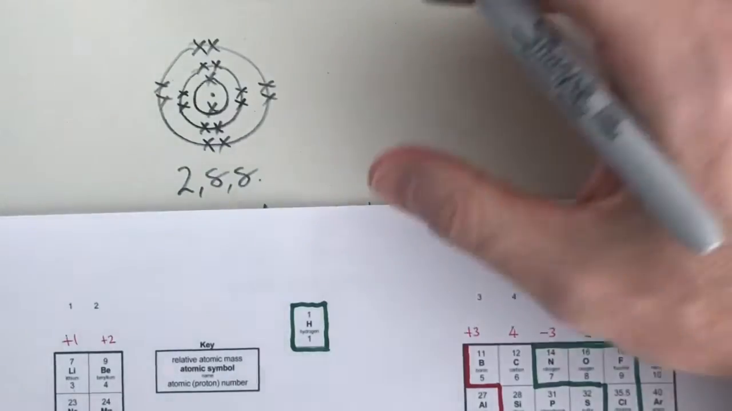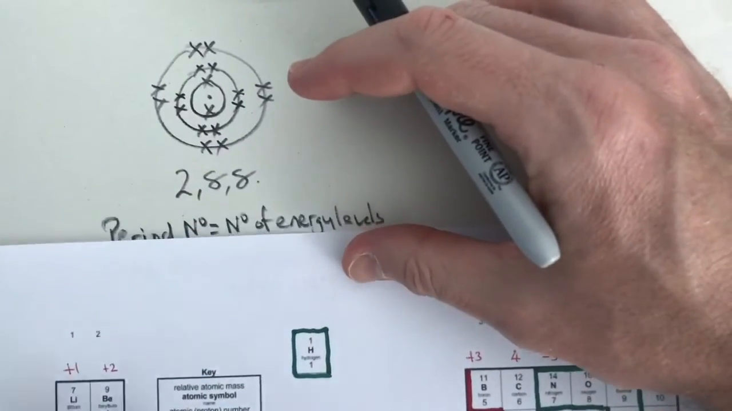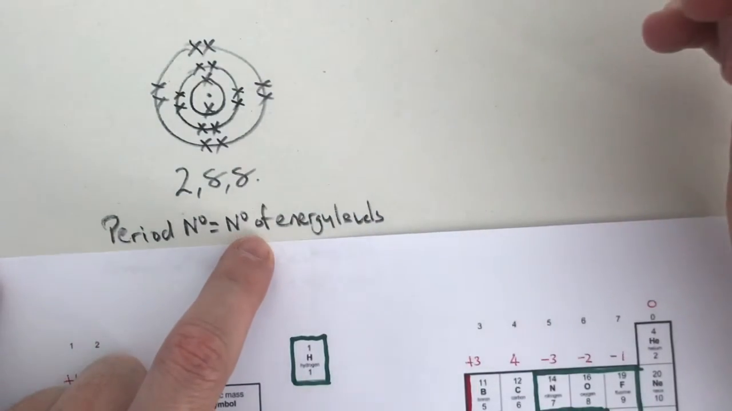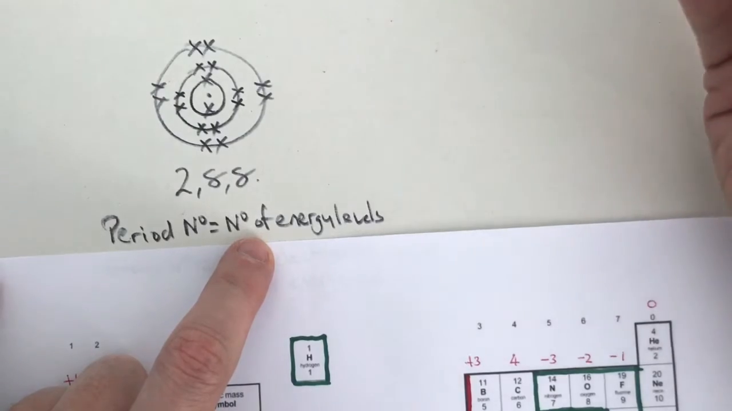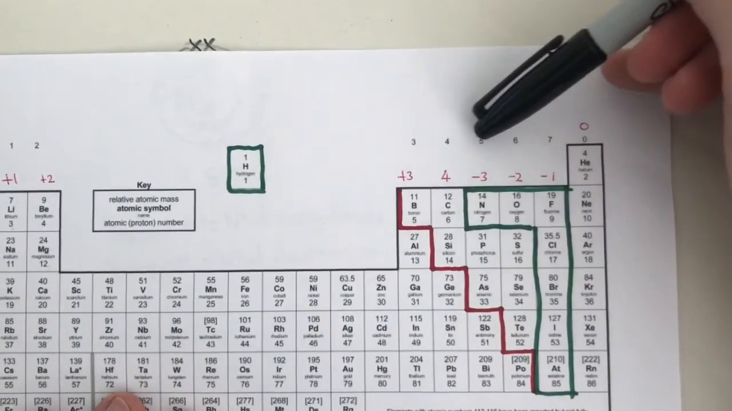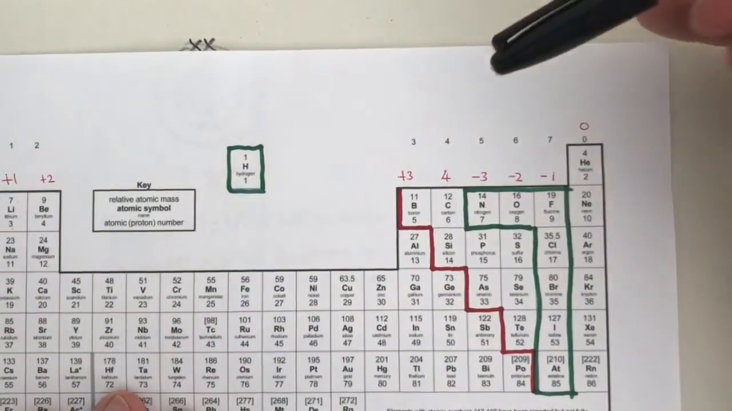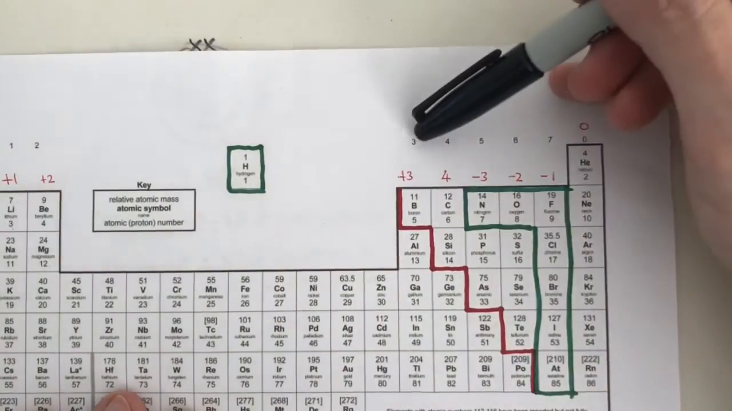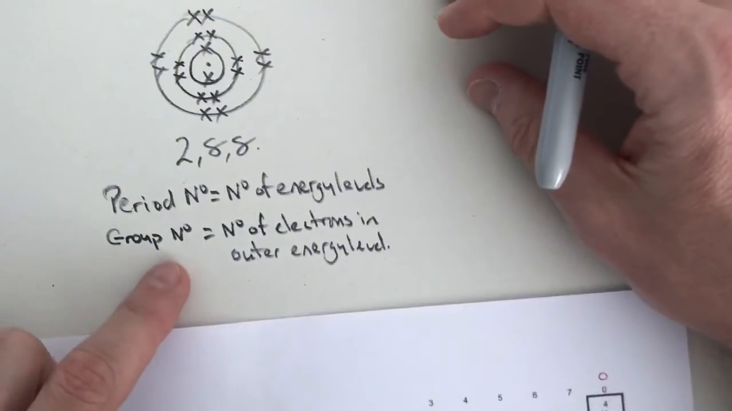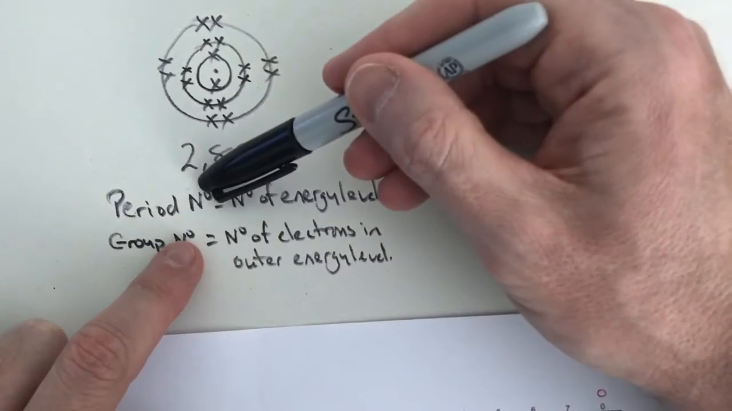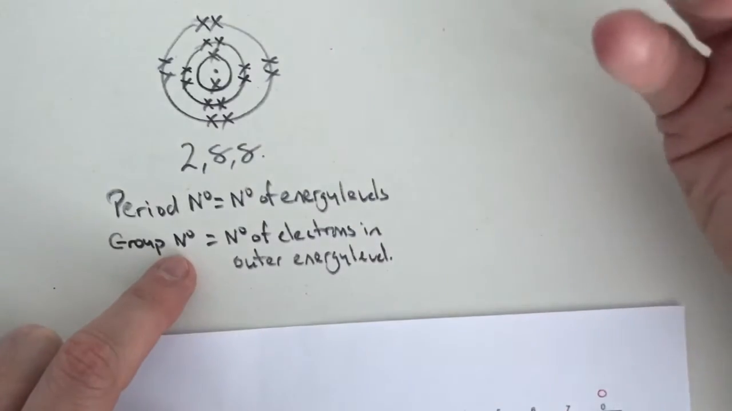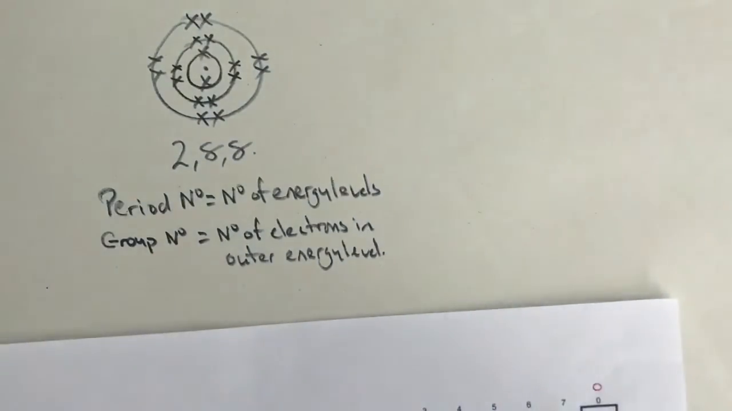So our first rule linking periodic table to electron arrangement is that the period number, the row that the element is in, is equal to the number of energy levels the element contains. So if you're in the third period, you have 3 energy levels. The second rule is the group number. The group number on the periodic table is the number of electrons in the outer energy level. So if you live in group 3, you have 3 electrons in your outer energy level. So the 2 rules that link the periodic table to electron arrangement are that the period number is the number of energy levels, and the group number tells me the number of electrons in the outer energy level of an element. Let me show you how this works.